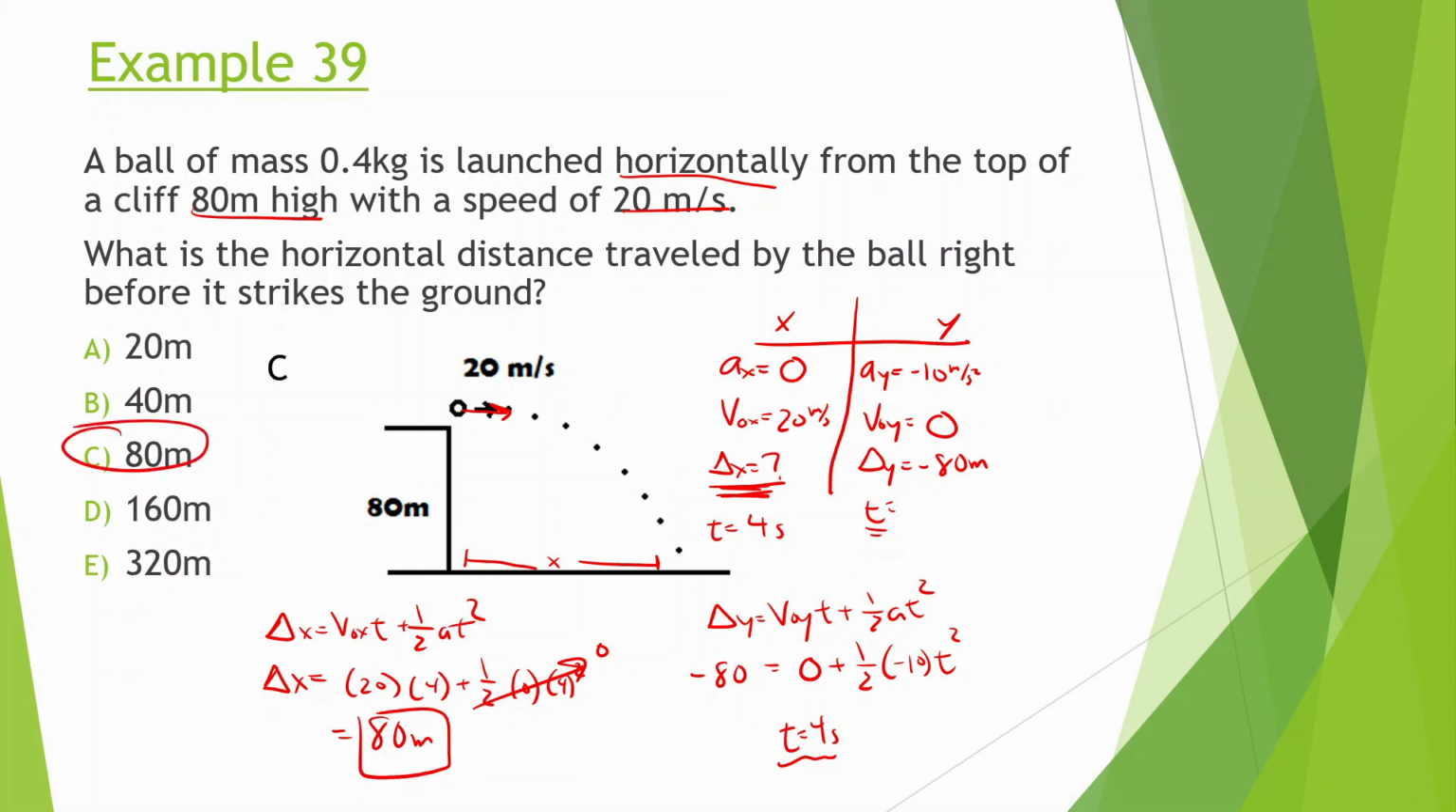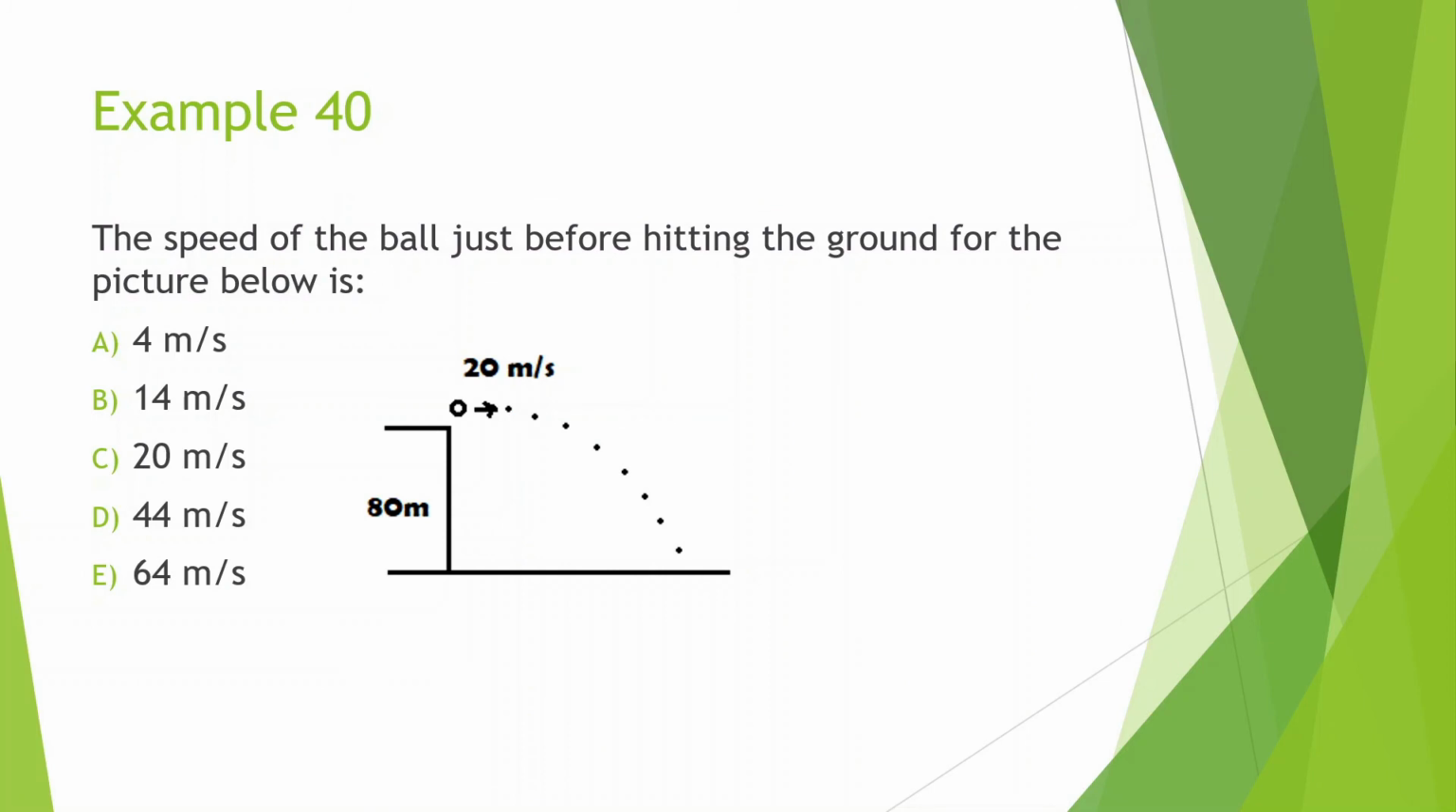All right, let's look at the next problem. Okay, let's look at example 40. The speed of the ball just before hitting the ground for the picture below is blank. One thing we should know is in the x direction, there's no acceleration, so the velocity is always going to remain the same. In this case, it's 20 meters per second since it's launched out horizontally. However, in the y direction, it's going to be getting faster and faster and faster. So let's figure out what this is going to be.